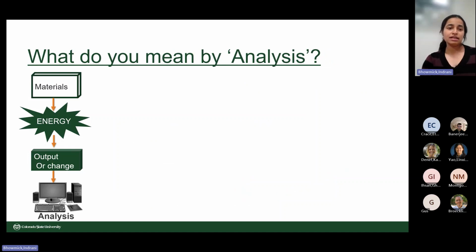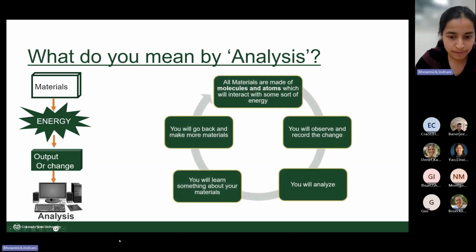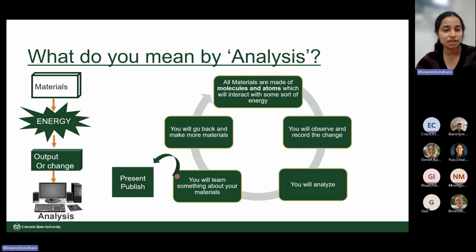So at the end, you come to do the analysis of your materials, right? The way I see it is you have this material, then you want to interact with some energy. So you interact with some energy, and then you have an output or change, which you get as your data, and you do the analysis on that. All materials have molecular and atomic forms at the end of the day, and you record the change after interacting with energy, and then you analyze it, and you make some change to the material, and you do this cycle until you are satisfied. Then you either publish or present, or go further for making some devices.